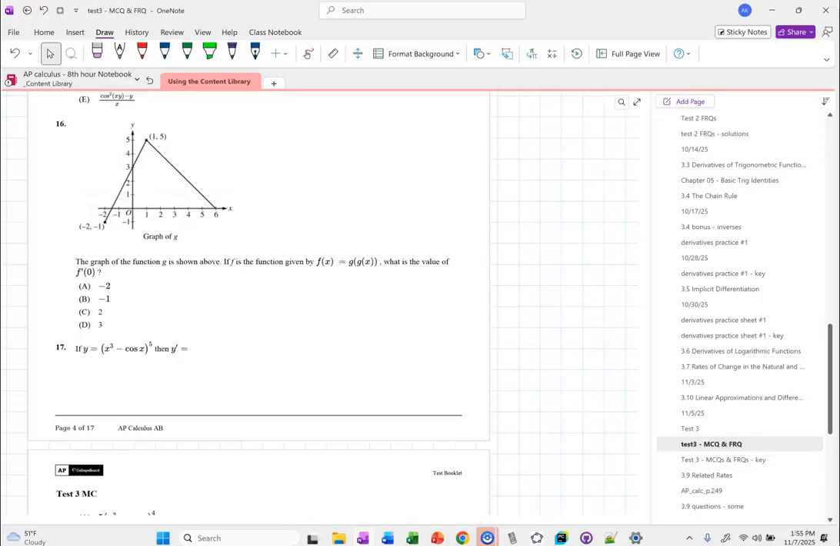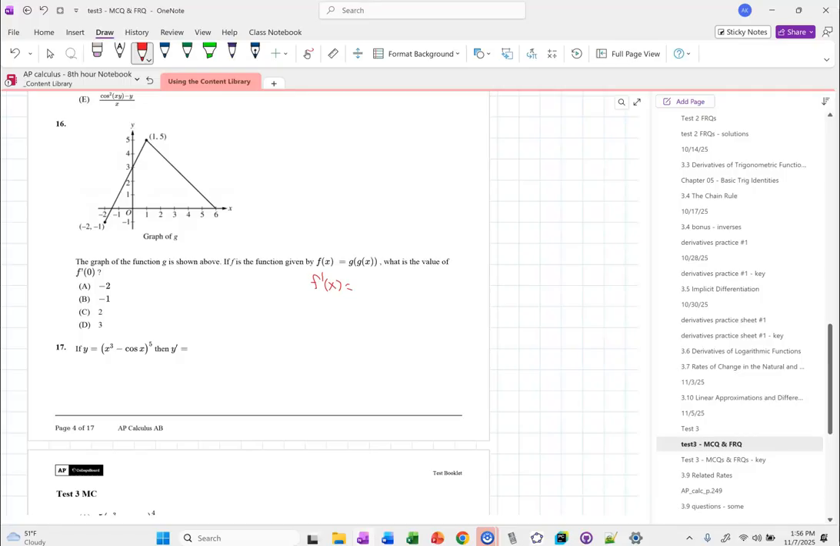I would start by finding a formula for f prime. Eventually we're going to need to know what g of 0 is. But the first thing I want, if I want to know about f prime, is to find f prime, right? So what's the derivative of g of x? It's a chain rule. Very good.